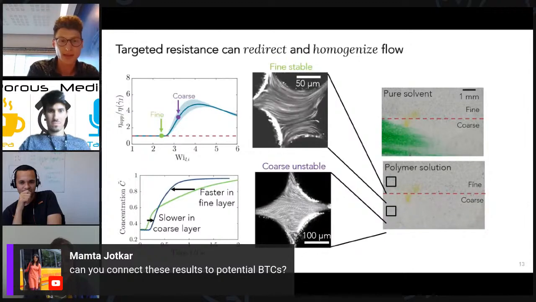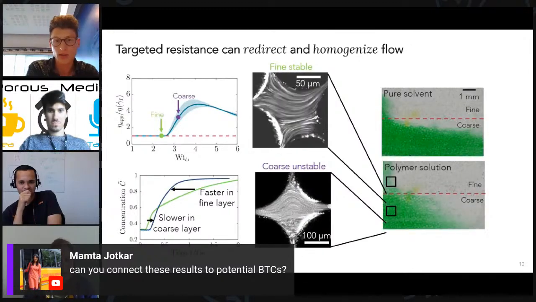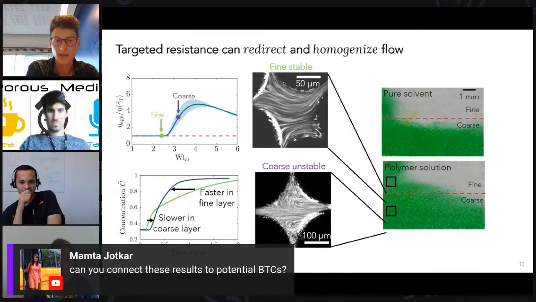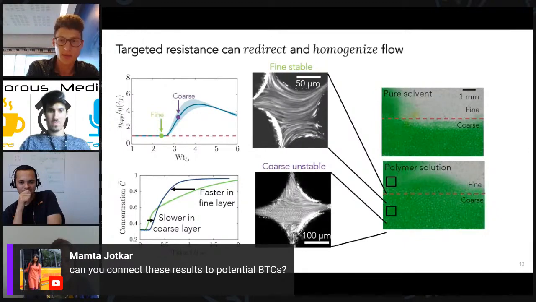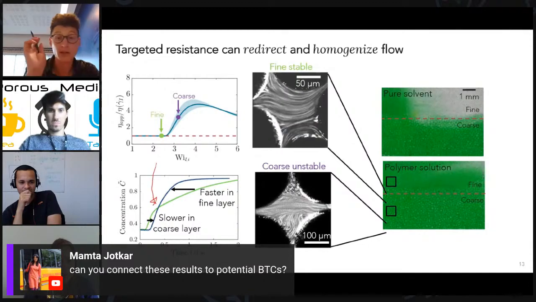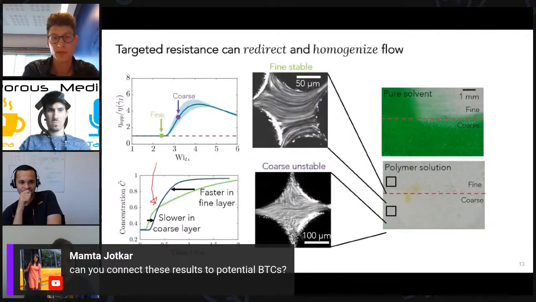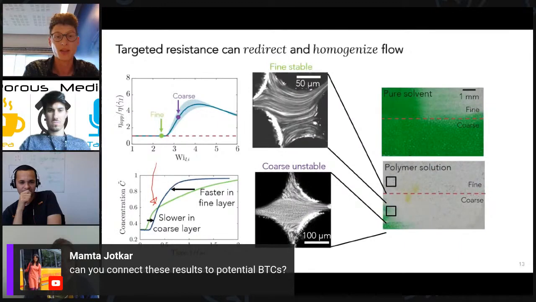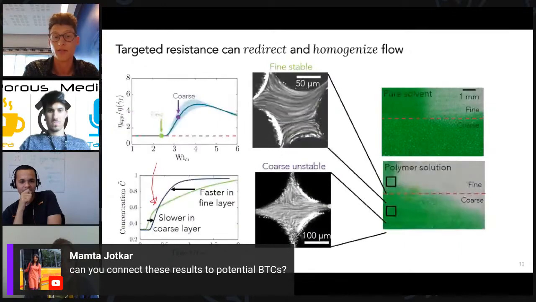Yeah, so here's two. I think this is comparing the solvent to the polymer at the same flow rate. Sorry, I've labeled this backup slide rather poorly. So this light green curve here is the solvent. And what you see is there's kind of two steps in this injection, and that's because it's really slow in the fine layer and really fast in the coarse layer.